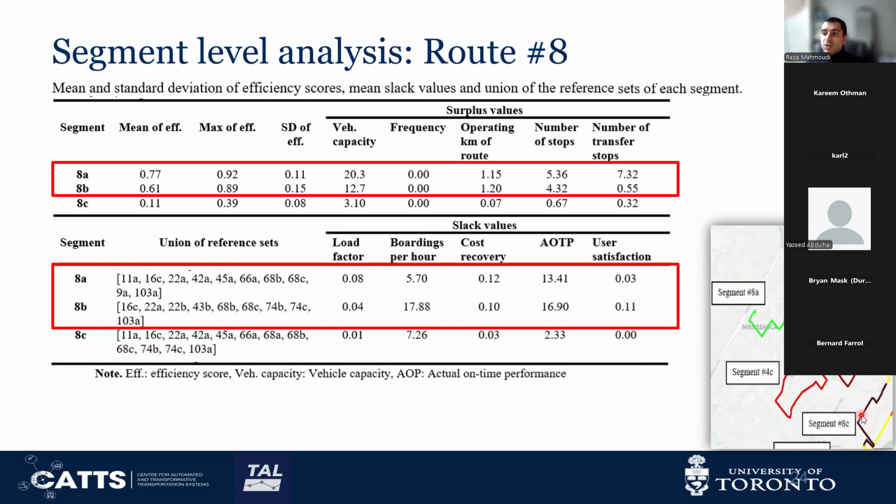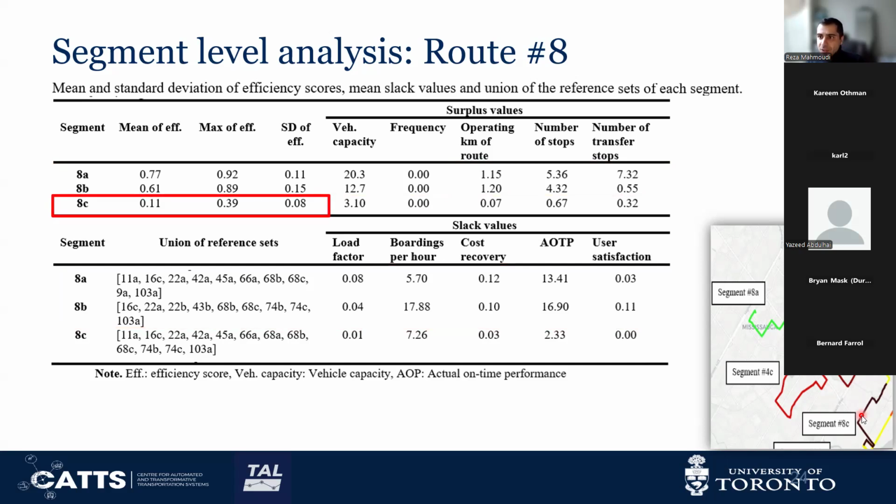Reference sets are those super efficient segments which have the highest similarity with segment 8A. So for example, for 8A, we have 11A. It means 11A is a super efficient segment and it has the highest similarity with 8A. So if you look at 11A to see what you are doing there or what you're not doing there, it will inspire you how to improve the performance of 8A as well. But let's focus on 8C.